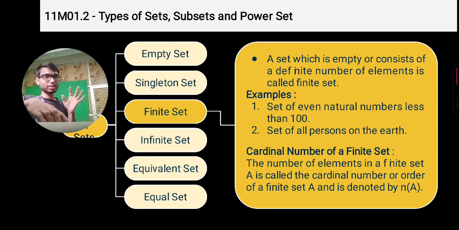If A is a set, then by writing it like that we are saying the number of elements in this set is this much. So we understood what a finite set is, as well as what a cardinal number is, the number of elements.